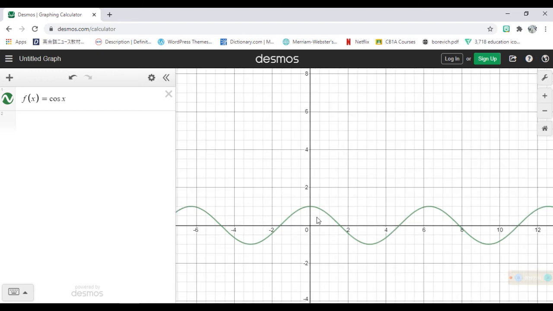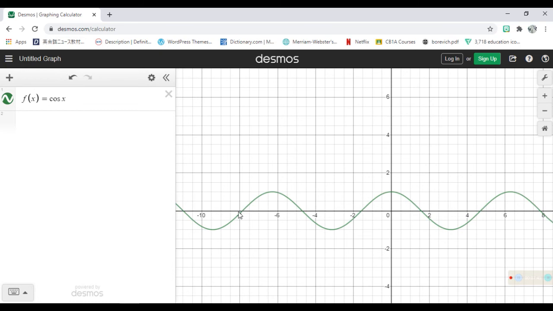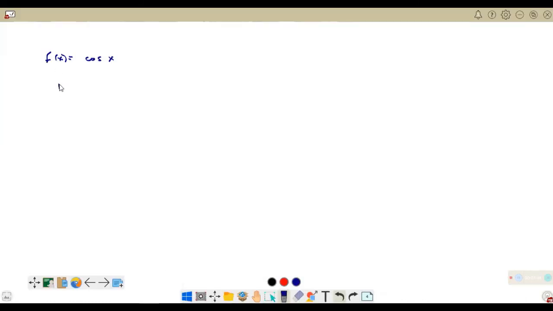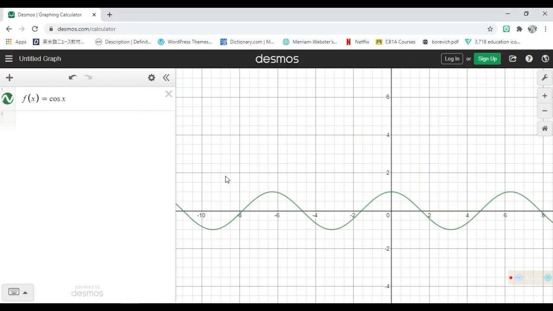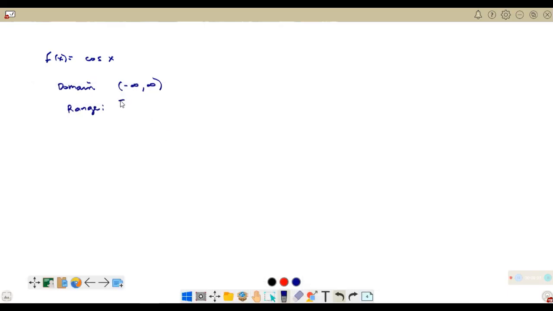So for our domain, it is similar with the domain of sine, which is from the negative infinity up to the positive infinity. But for the range, again, you have some restrictions. The lowest value and the highest value will be limited to -1 and 1. So the range will be from -1 to 1.